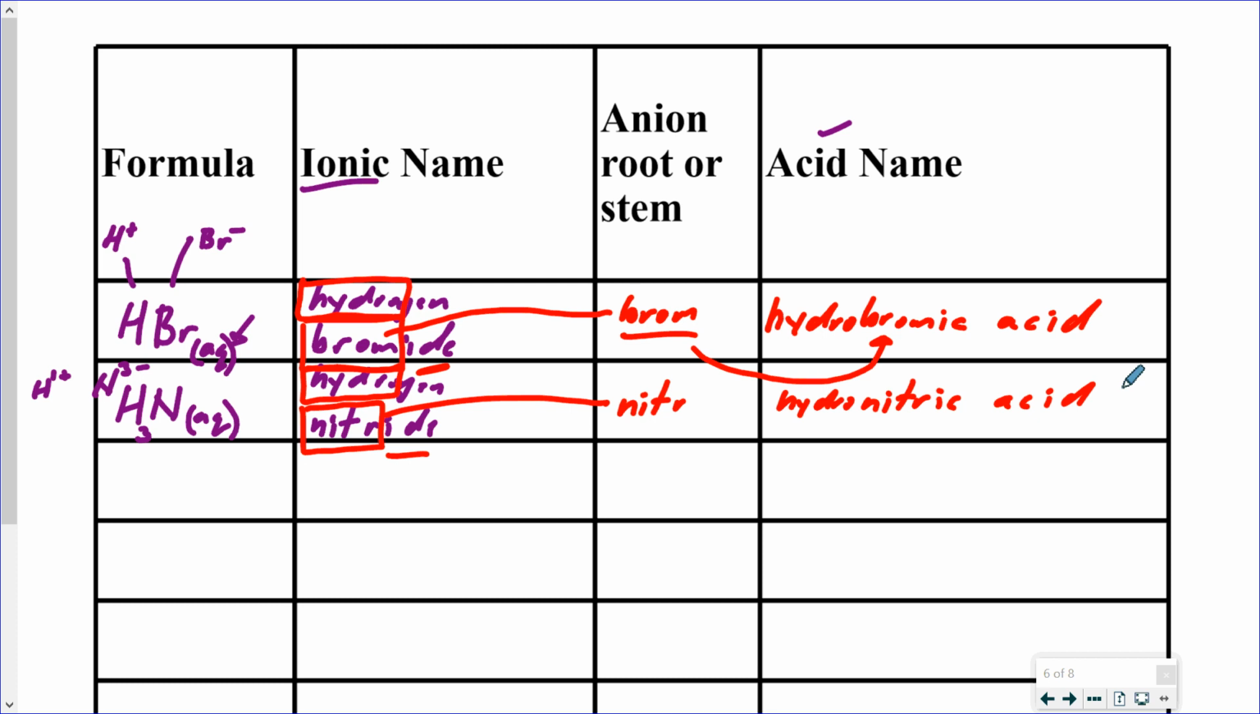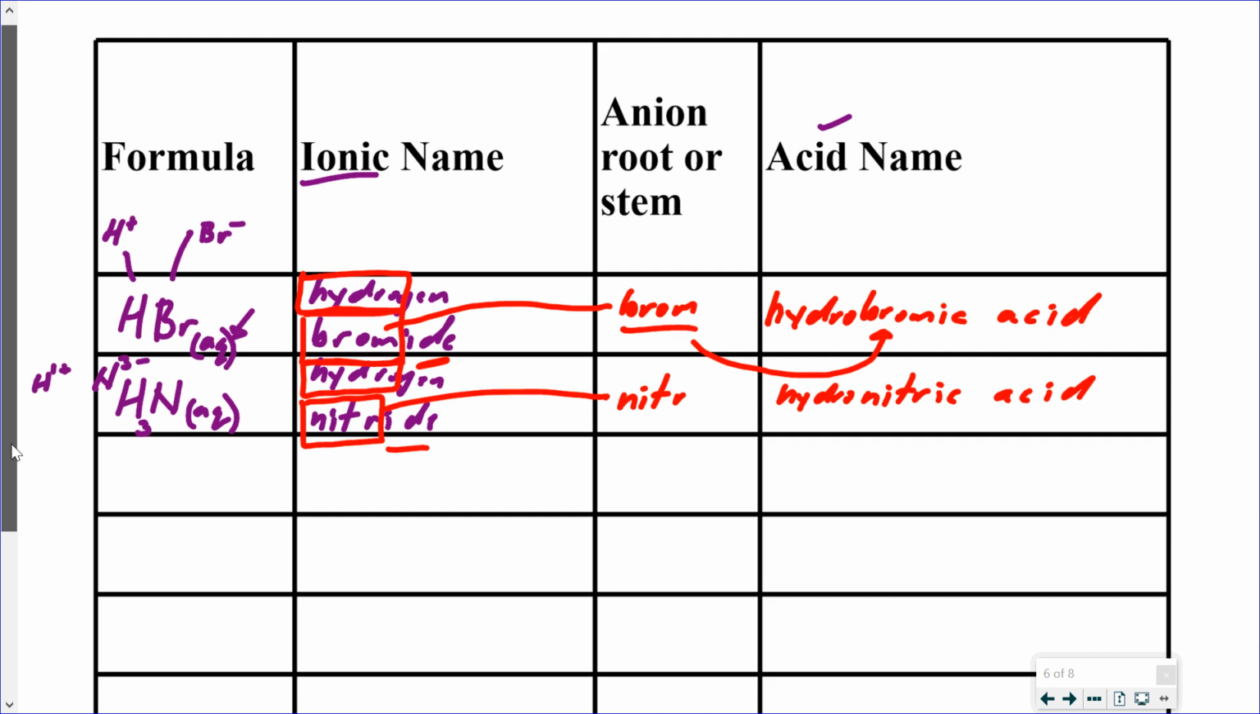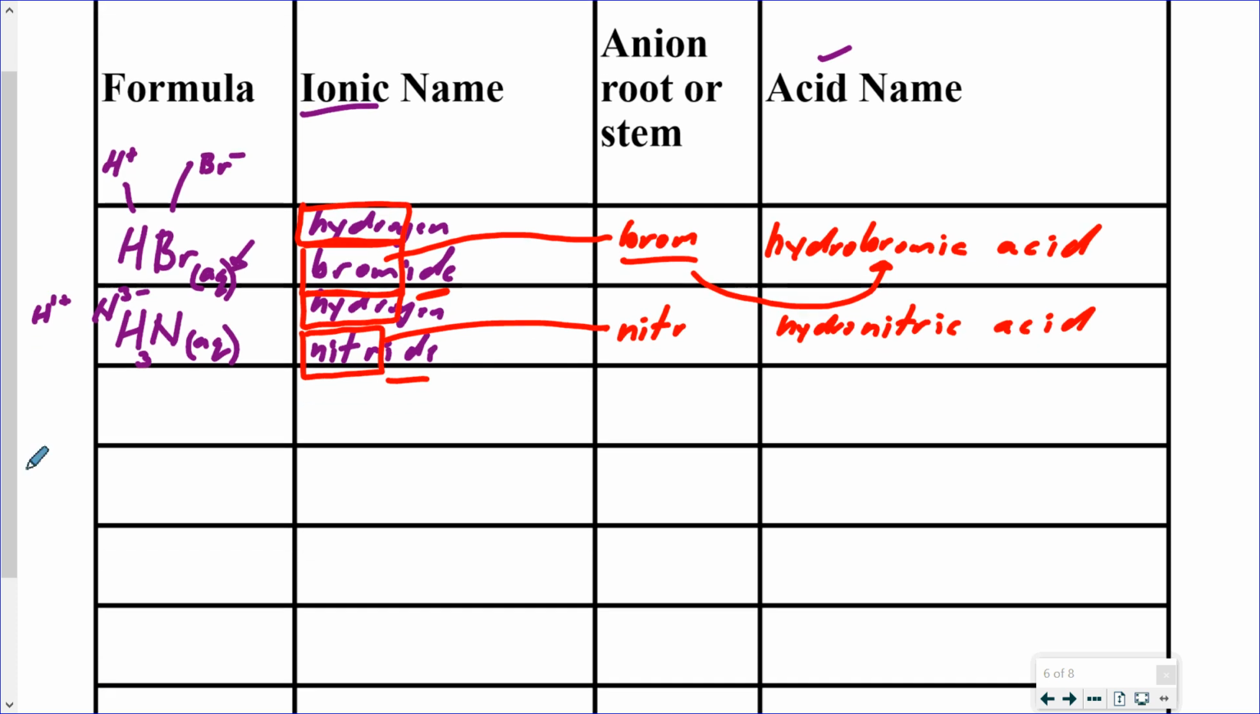Of course, here I'm going from the formula to the name. You will have to go in the opposite direction as well. Why don't we leave that for the next rule that I'm going to do here. So here, this will be an oxyacid, which means it's using one of the polyatomic ions. Let's do this one here.